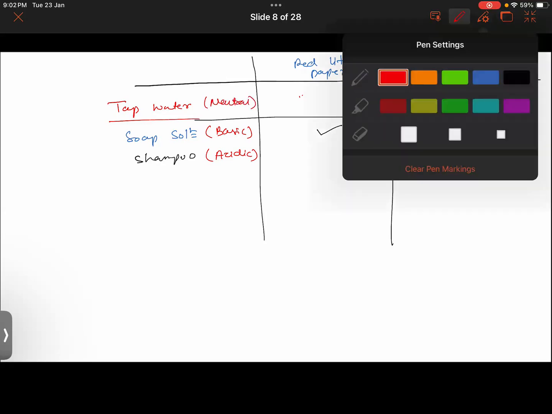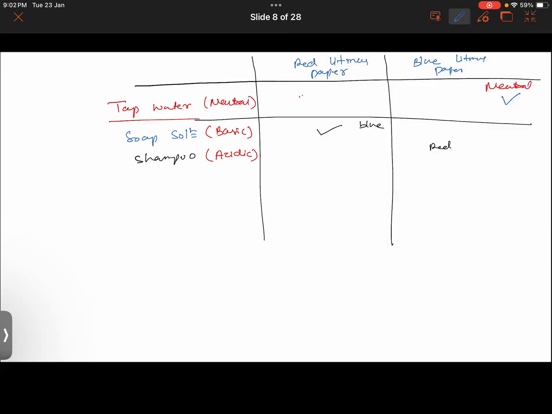Sir, wait. Yes, Chakri, I'm listening. Which acid is present in shampoo? That is not important. It's a mixture of different things. How do we exactly know that it's an acid then? We basically conclude that it is an acid because it is changing blue litmus paper into red. So thereby, with the simple observation, we can conclude that this is an acid.